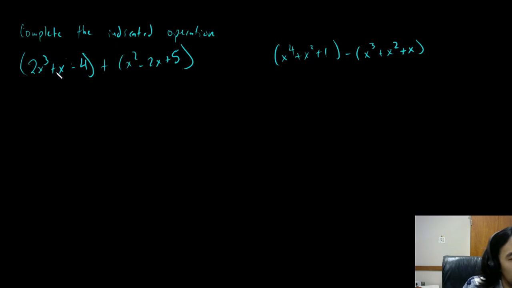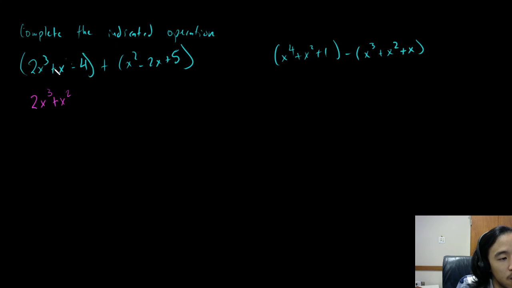For the first one, we have 2x cubed plus x minus 4, and then we're going to add x squared minus 2x plus 5. So we have 2x cubed. Do we have any x cubed over here? We don't. So we're going to be stuck with 2x cubed. Do we have any x squareds? We do on the second one. So we're going to add x squared.